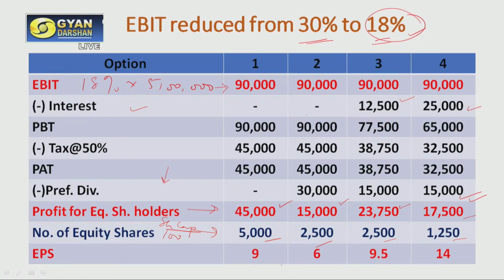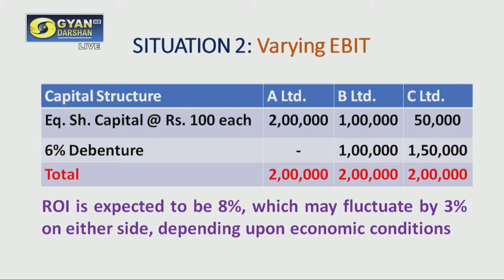Again, in this case also we can see that after the second case, when we are increasing the proportion of debt in our capital financing, the EPS is increasing, but it is not so when we are shifting from case 1 to case 2. Okay, so this is how the change in EBIT, the change in percentage of EBIT is impacting the earnings which are available for our equity shareholders. So this was case 1 when our EBIT was constant.